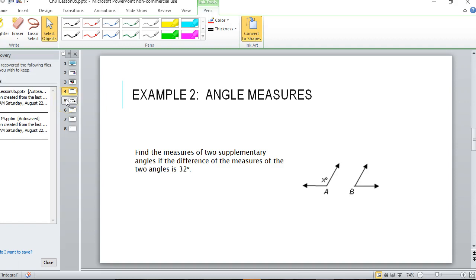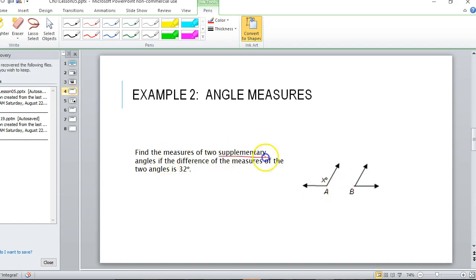All right, angle measures. Find the measures of two supplementary angles if the difference of the measures of the two angles is 32 degrees. All right, here's what we know. We know that these two add to be 180 degrees.